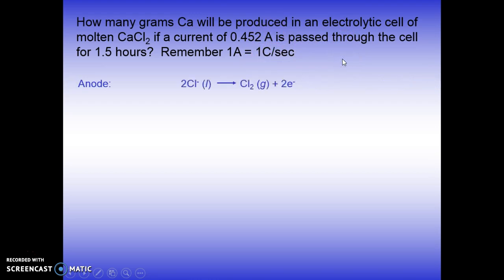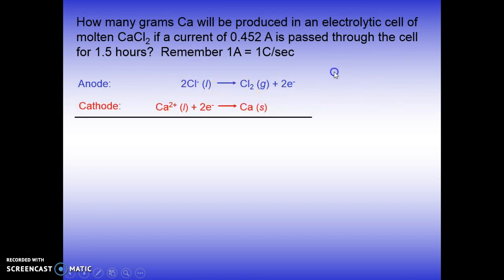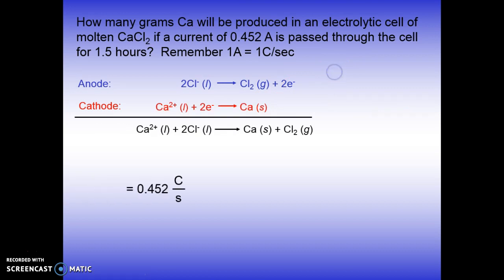So at the anode, what are we going to do? We're going to split this stuff and make the elements from it. So Cl minus is going to go to Cl2. That's obviously a loss of electrons. The calcium is going to gain electrons. And so the overall reaction that's going to take place is this one. Okay, so I see what we're doing.